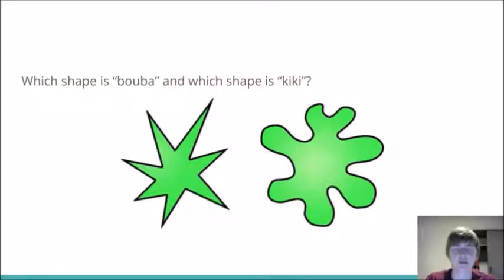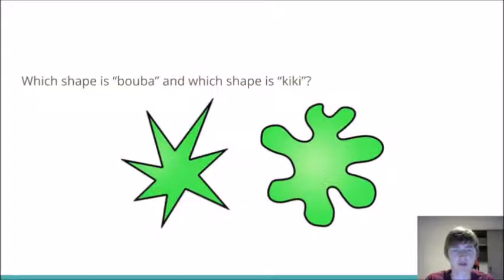All right. So the first example is a pretty famous example. It's called the Boba and Kiki test. What I've got here is two shapes and two names, and all you have to do is, without really thinking, just decide which name goes with which shape. So you've got Boba and Kiki. Which name goes with which shape?